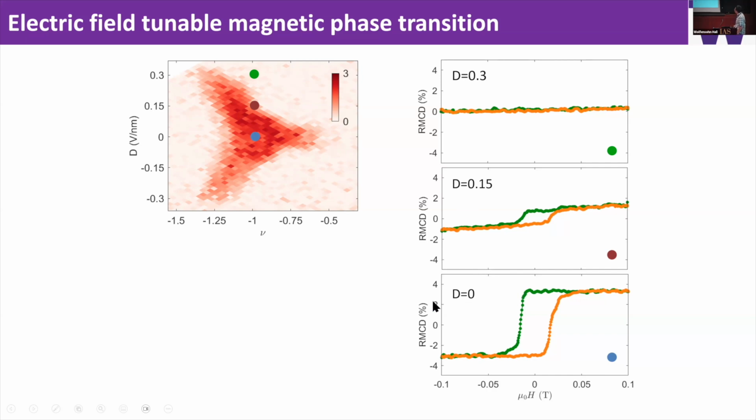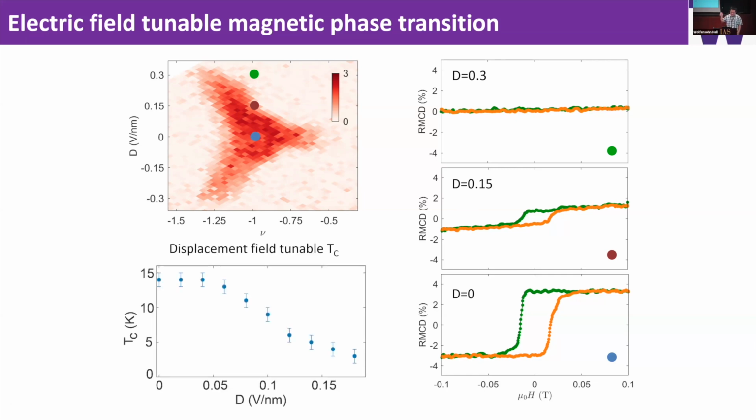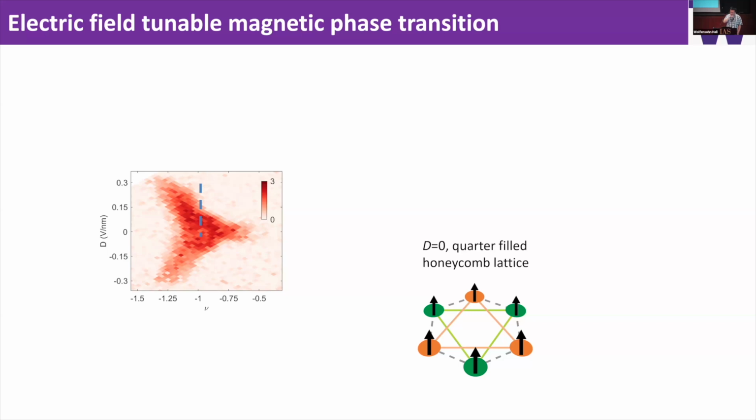You can see that by tuning the electric field, we can control this ferromagnetism. Eventually, we can actually kill the ferromagnetism. We can also tune the Curie temperature of the system just by changing this vertical electric field. So I want to talk about why we can tune this ferromagnetism just by applying a vertical electric field.